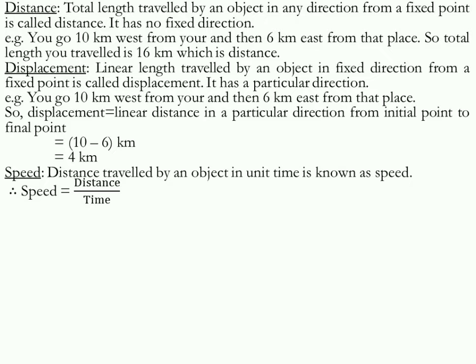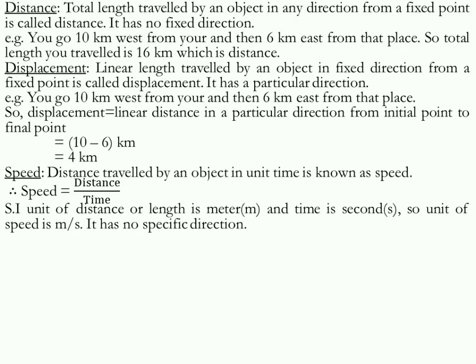So the formula of speed is distance by time. If we divide the total distance by time, then we have speed. As we know, the SI unit of distance, that means length, is meter and the unit of time is second. So we can say that meter by second is the unit of speed, known as meter per second. And speed has no specific direction.